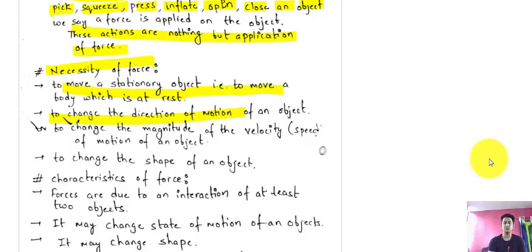To change the magnitude of velocity: if it is moving fast and you want to slow the motion of this object, you will apply the force so that the movement will reduce. Reducing the speed, these are all the necessity of the force. To change the shape of an object, if you want to change the shape of any object, you need to apply the force. Okay, these are the necessities of force.